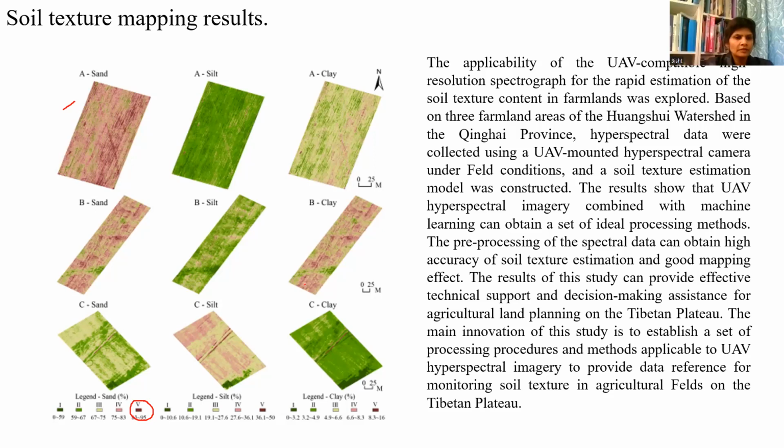Just because the print is very small, let me tell you about the different classes. Class 1 here is between 0 and 59%, I think, of sand. In terms of silt, you have 0 to 10% in green, whereas for clay it is 0 to 3.2% in green.